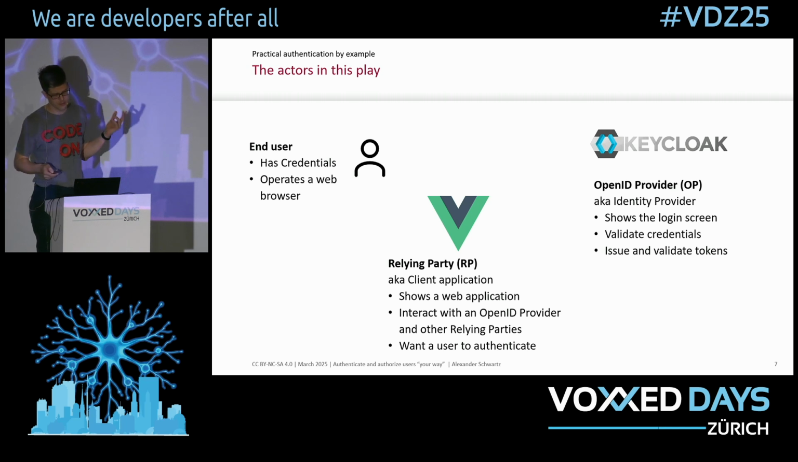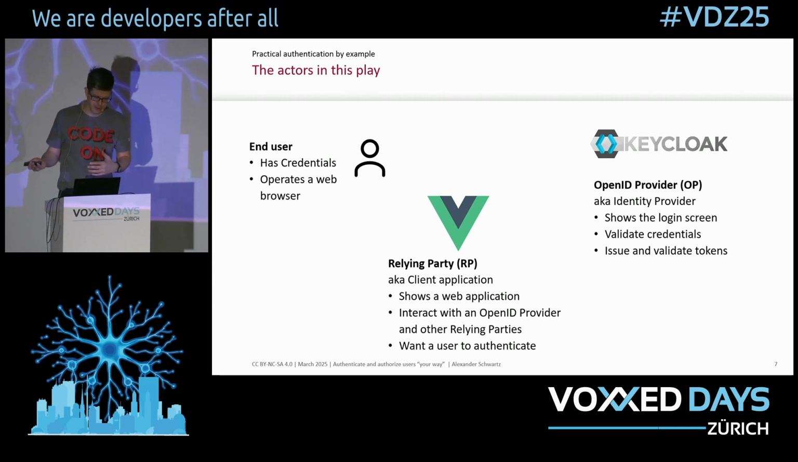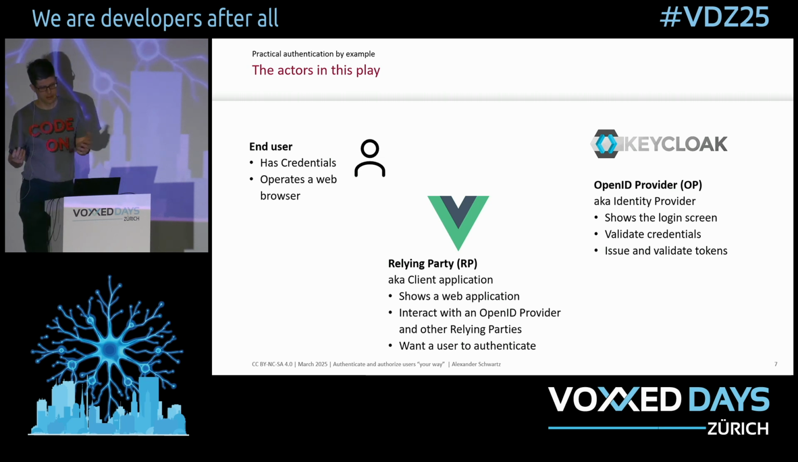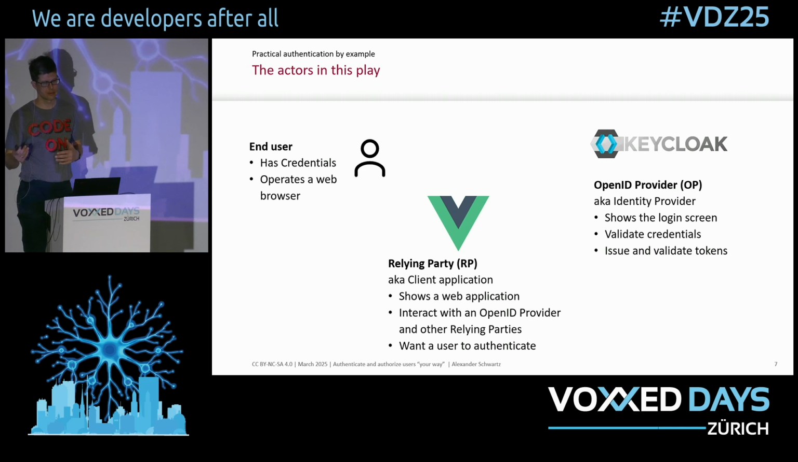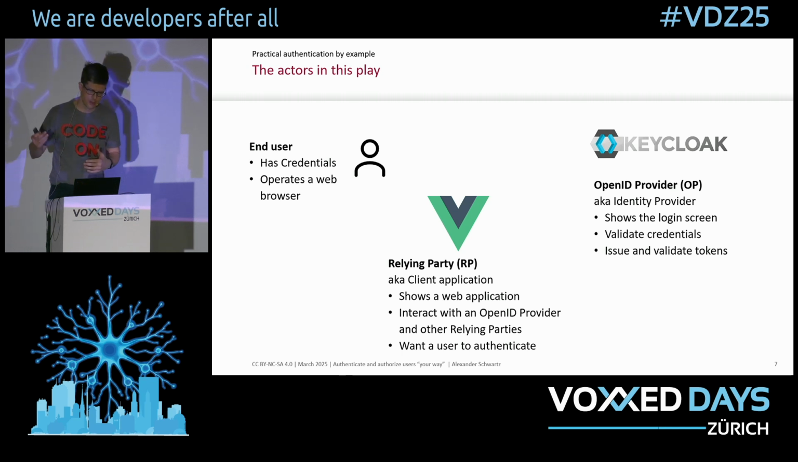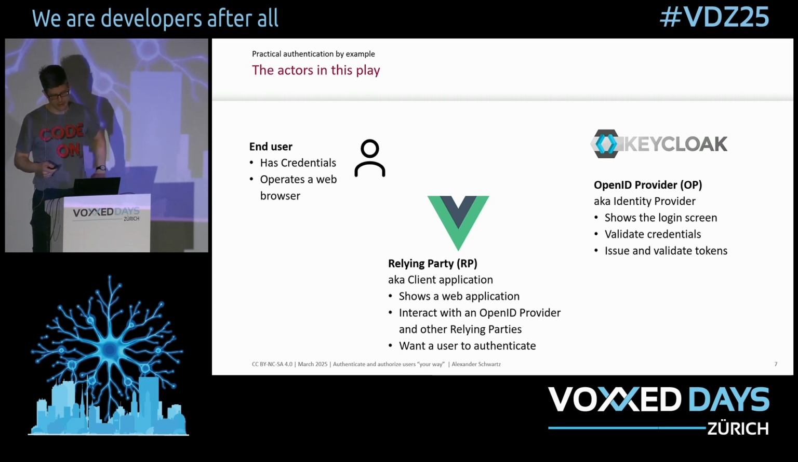In my case here, it's a single-page application written in Vue, running in a browser. You can also have it running on the server side. There's just a small difference: the application running in a browser will not have any confidential credentials to authenticate to the identity provider. If it were running on the server, you could give it some credentials. But for the demo today, it's not making much of a difference.